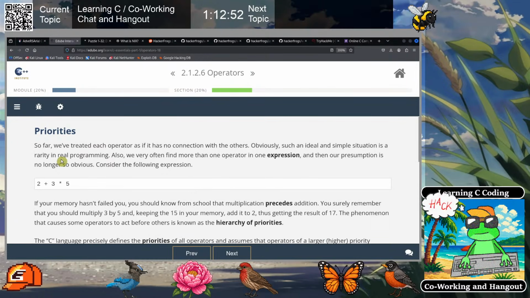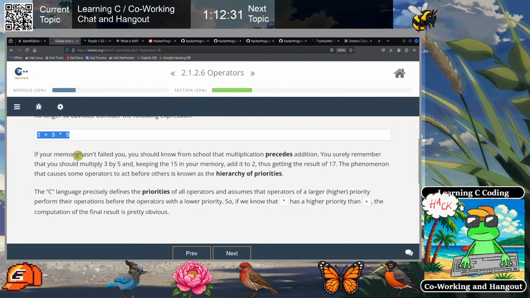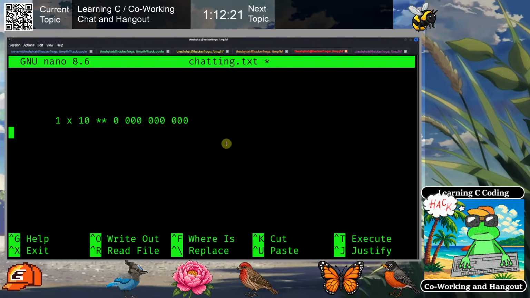So priorities. So far we've treated each operator as if it had no connection to the others. Obviously, such an ideal and simple situation is a rarity in real programming. Also, we very often find more than one operator in one expression, and then our presumption is no longer so obvious. Consider the following expression: 2 plus 3 times 5. This is where they teach us the priority of the order of operations. So, math order of operations.